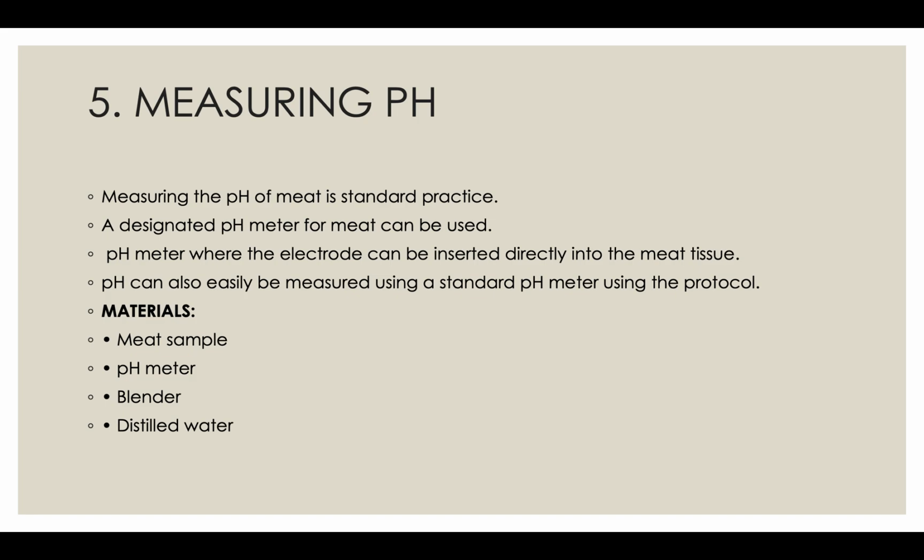Measuring pH of meat sample. It's a standard practice. A designated pH meter for meat can be used for this purpose, a pH meter where the electrode can be inserted directly into the meat tissues. pH can also easily be measured using a standard pH meter using the same protocol. For this, we need a meat sample, pH meter, blender, and distilled water.